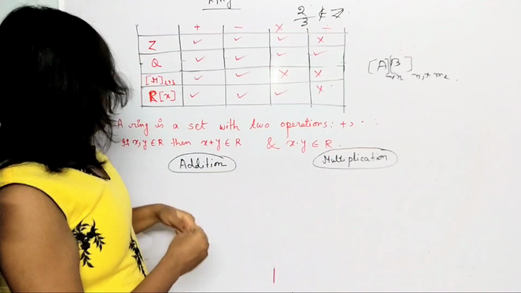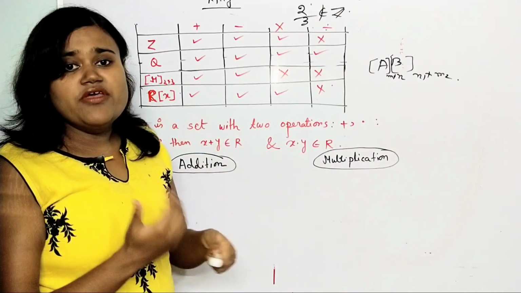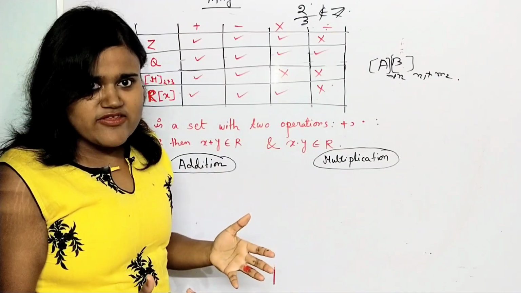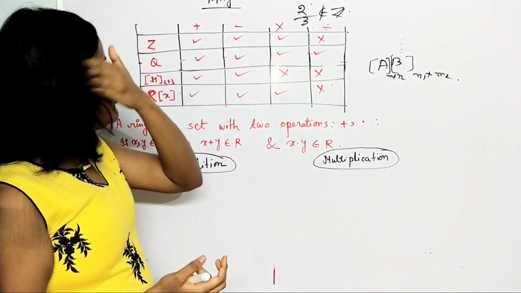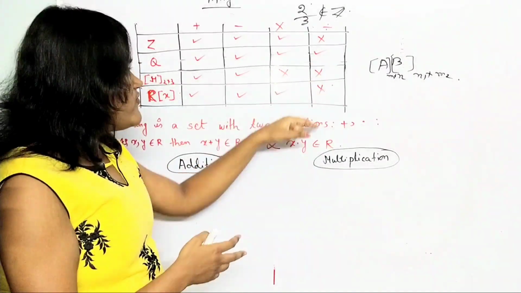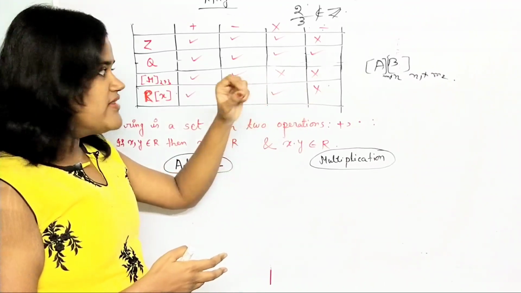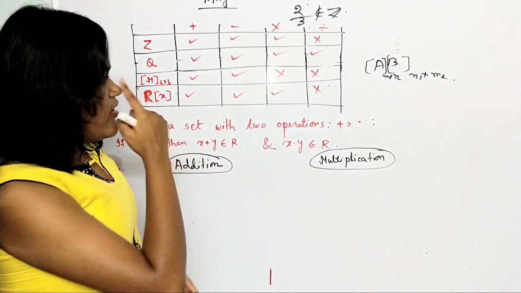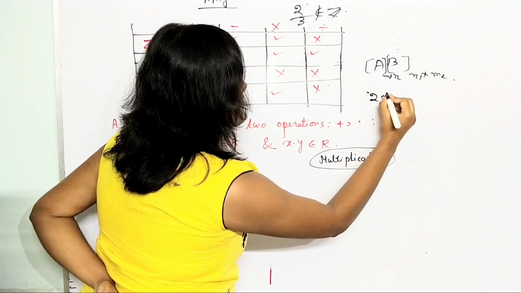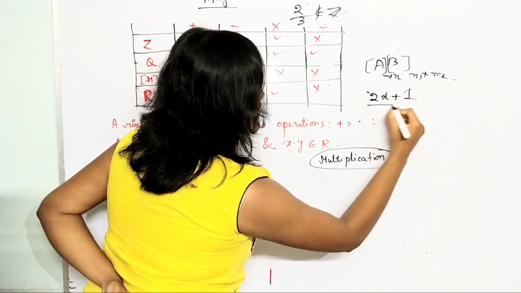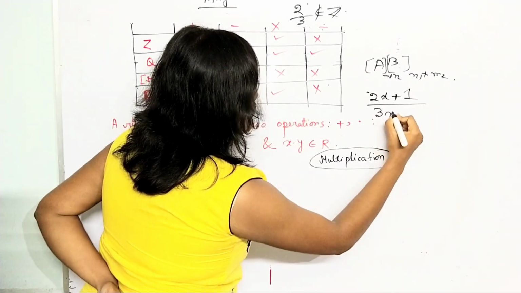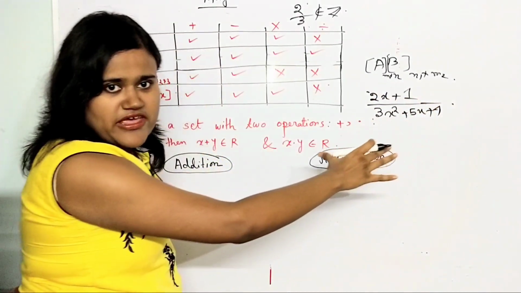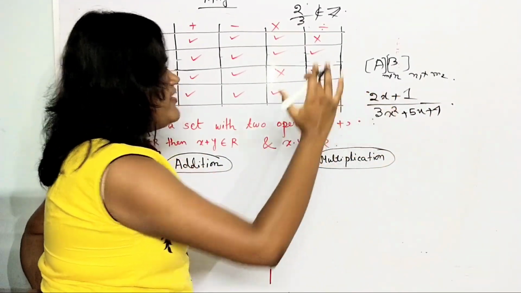Now, the set of all polynomials over the real numbers. If you add two polynomials, you will get another polynomial. If you subtract two polynomials, you will get another polynomial. Multiplication is also applicable. But the question is, is division applicable here? Let's see. If you take 2x plus 1 divided by 3x square plus 5x plus 4, this is not a polynomial. So division is not applicable here.